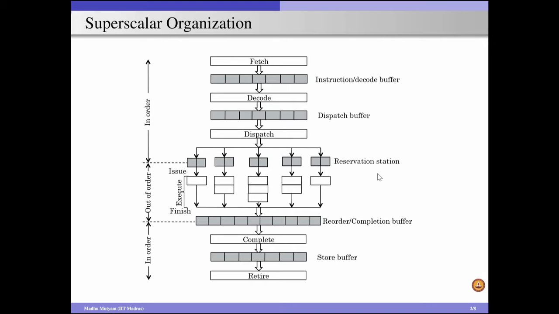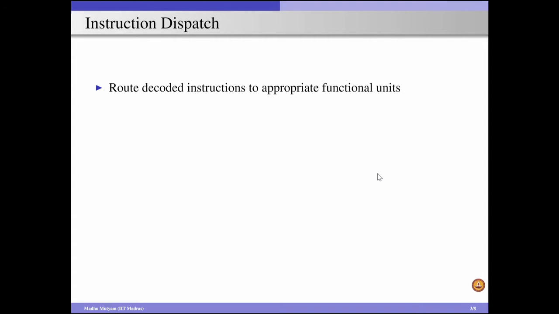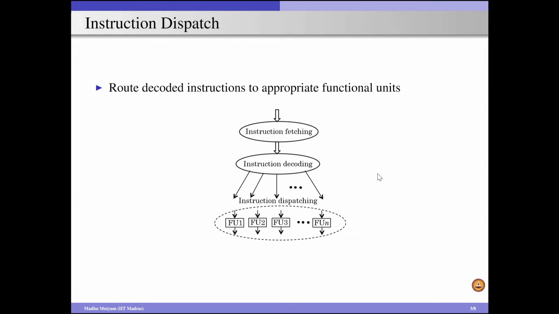So having discussed the superscalar processor organization, now we are going to look at some of these stages thoroughly, and we start with the dispatch stage. The main role of the dispatch stage is to route decoded instructions to the appropriate functional units, because after the decoding we have the decoded instructions, and we also know the type of instructions we are going to execute. So the dispatch stage is going to dispatch these instructions to appropriate functional units. Either it can directly issue to the functional unit, or we may consider a design where it will be issued to the reservation station, and from the reservation station we can issue to the functional unit.